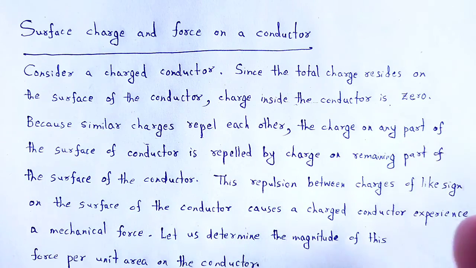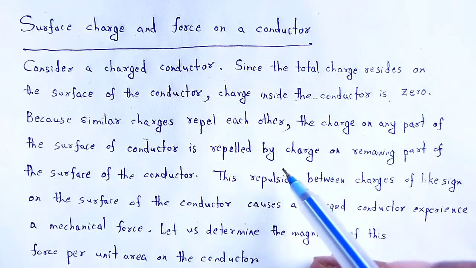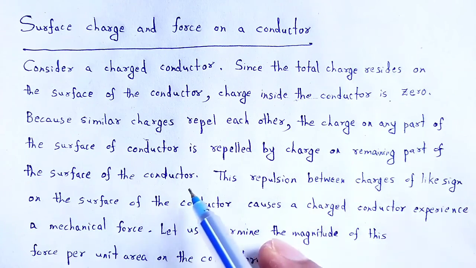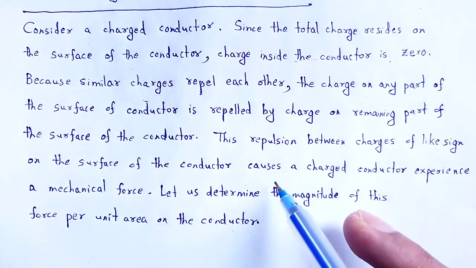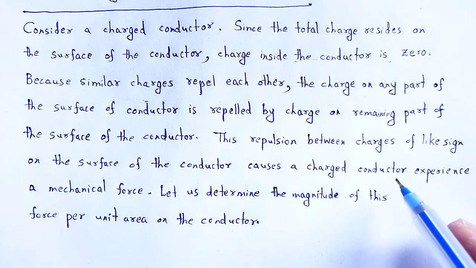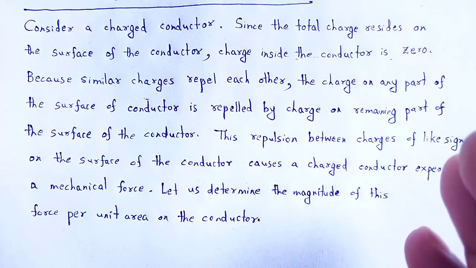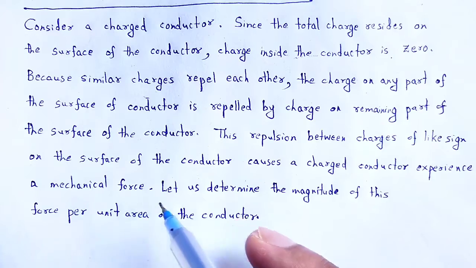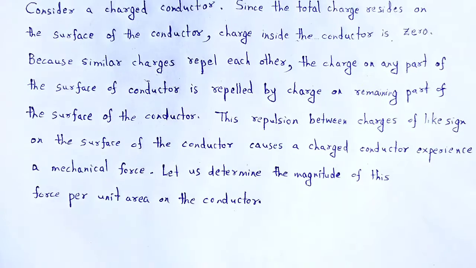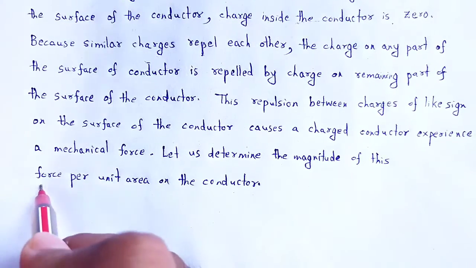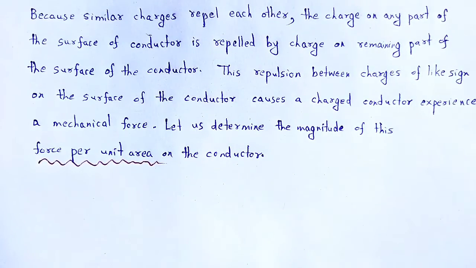And how does the repulsion take place? The charge on any point of the surface of the conductor is repelled by the charge on the remaining part of the surface of the conductor, and this repulsion between charges of like sign on the surface causes a charged conductor to experience a mechanical force. We have to calculate the magnitude of this mechanical force, meaning the force per unit area on the conductor. How to calculate?